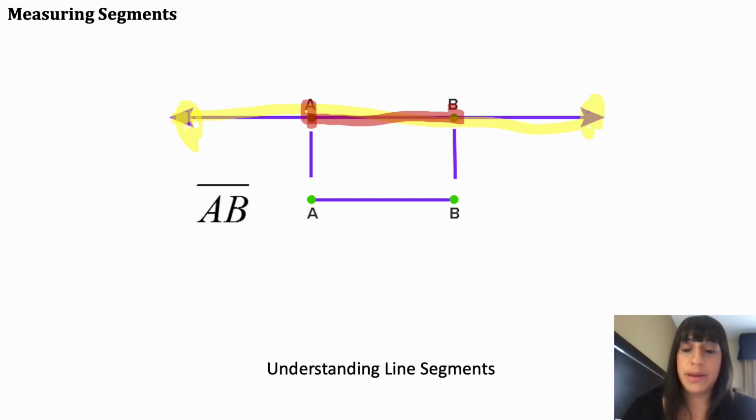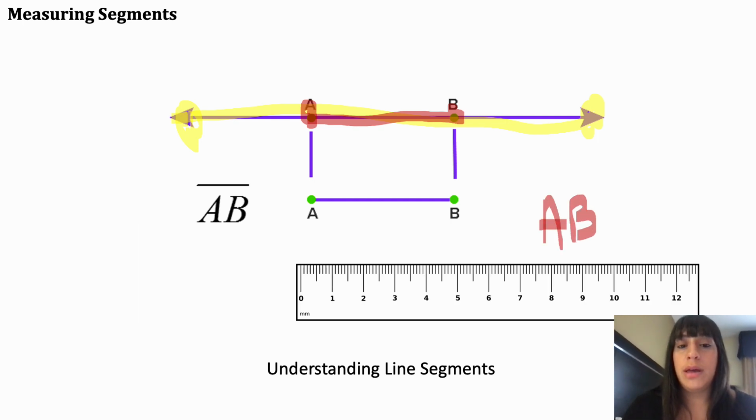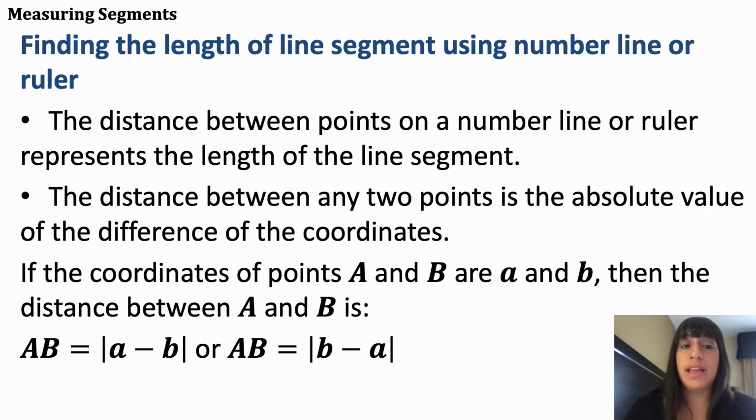The way that we would name it is by calling this line segment AB, and we would draw a line over top. Or we could call it BA and still draw a line over the top. This stands for line segment. This also stands for a line segment. How we find the length of a line segment, we can use a number line. And basically, we're just figuring out the spaces between them.